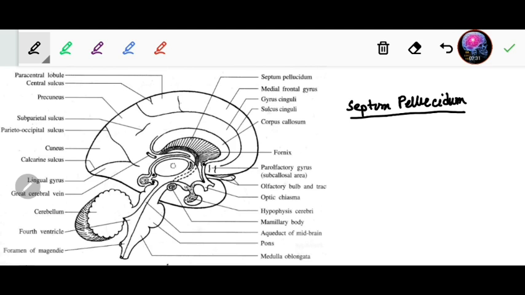It is a bilaminar partition consisting of both grey and white matter, and it extends from the undersurface of corpus callosum to the upper surface of body of fornix. This structure is known as the body of fornix.